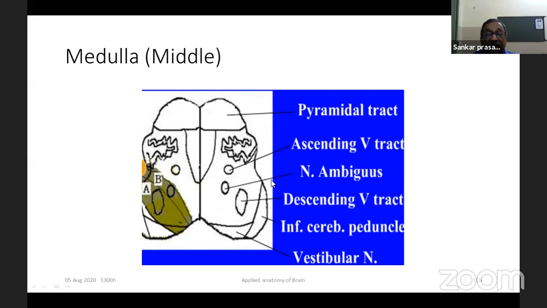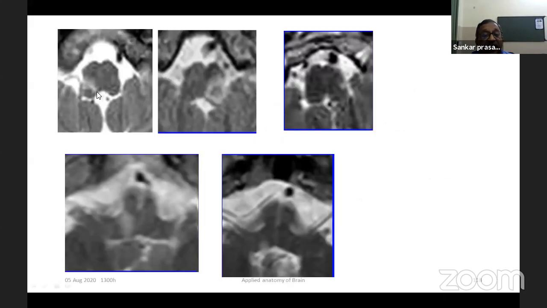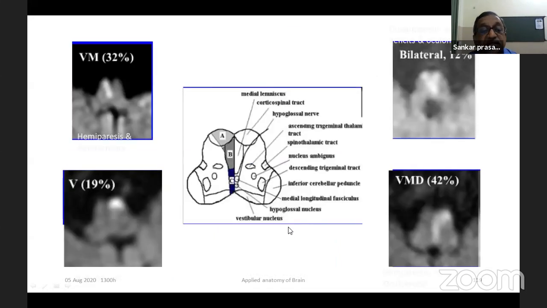So this is the medulla, the pyramidal tract, and we have already seen the nucleus ambiguus, and we can read more and more about the anatomy of the medulla, and you can identify the lesions by looking at the regional anatomy on MRI. You see what the afflictions are: ventromedial, ventral and bilateral afflictions, ventromedullary 42%. So various studies have identified which areas are getting affected. You see the medial lemniscus is bang on the midline.